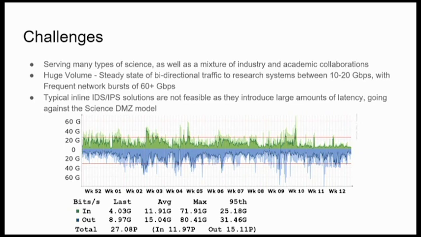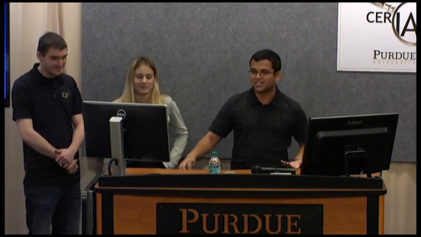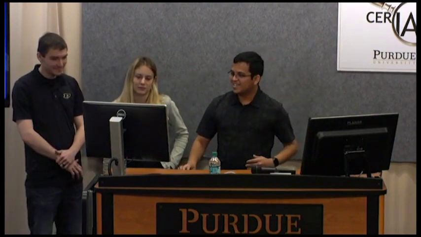As you can see in the bottom, the statistics also say that the max outbound speed was 80 gigs a second, and max inbound speed was about 71 gigs per second. So again, very high throughputs. And traditional IDS IPS solutions cannot handle that amount of traffic without causing significant issues. In fact, sometimes routers cannot handle that amount of traffic without causing significant issues.